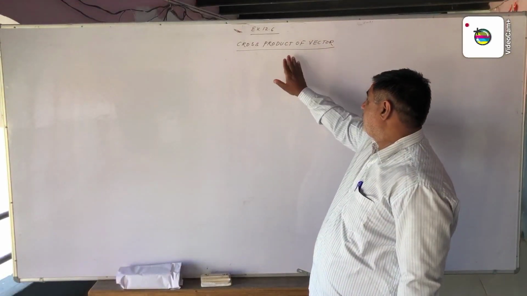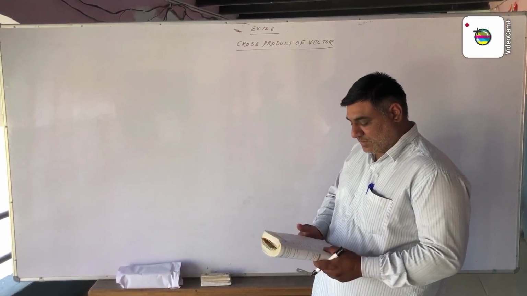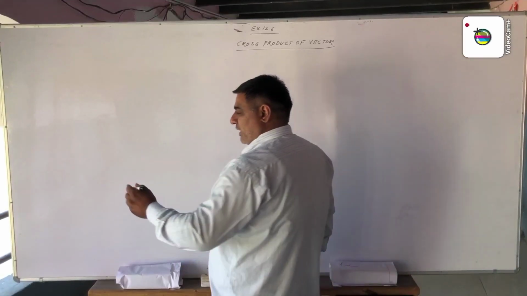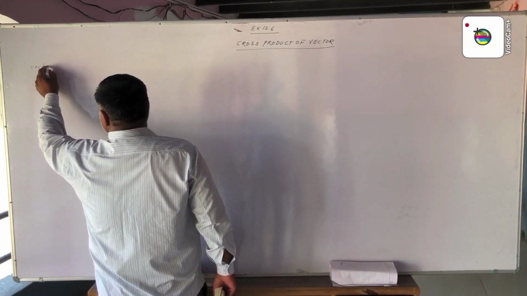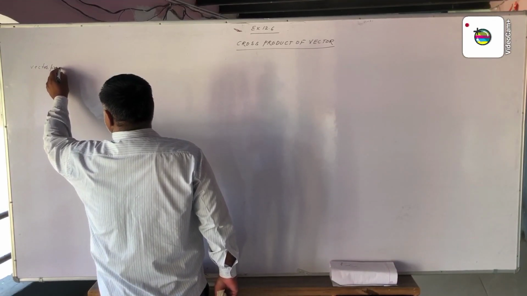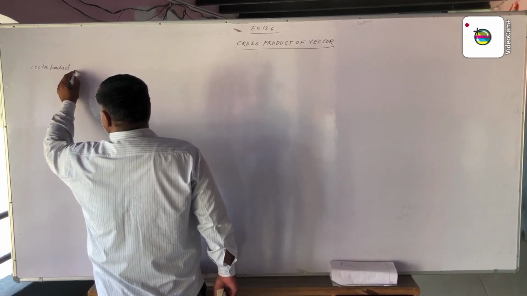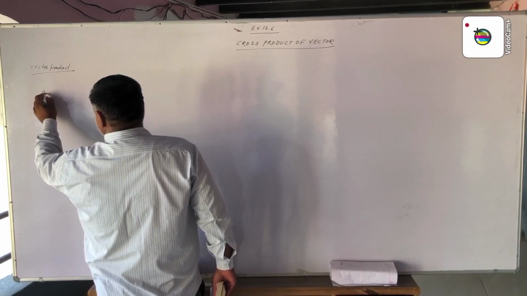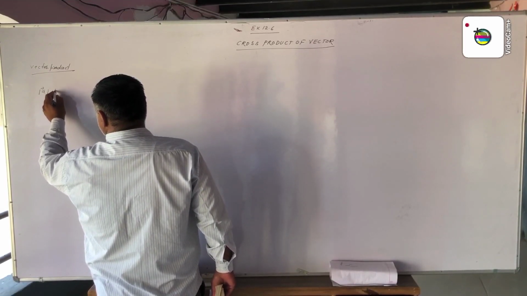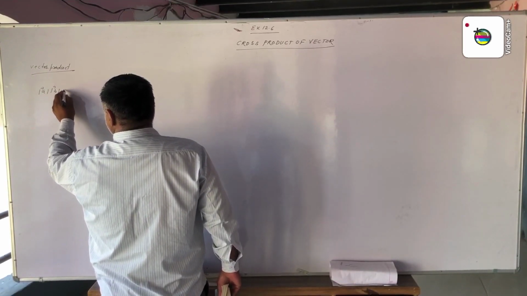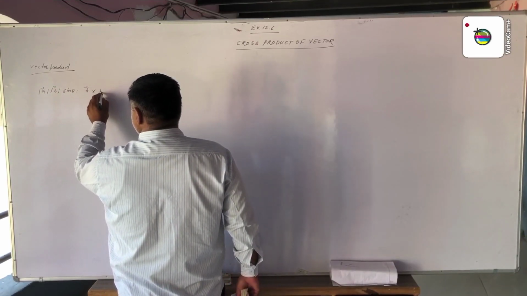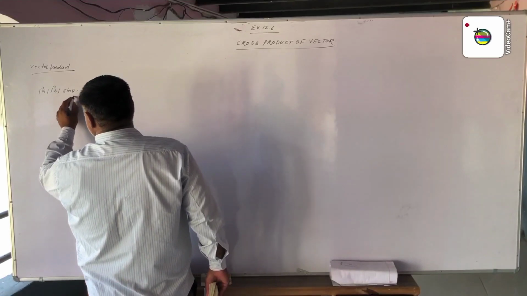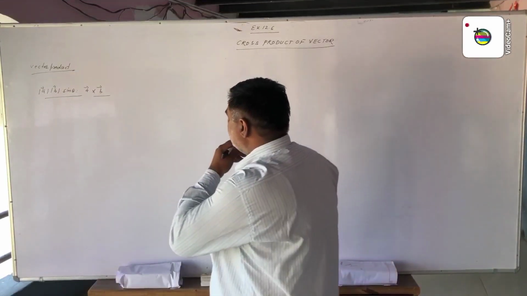Today's topic is the cross product of vectors. The cross product, or vector product, of two vectors A and B is defined by the magnitude of vector A times the magnitude of vector B times sin theta, and this is equal to vector A cross vector B. This is the cross product of these two vectors.